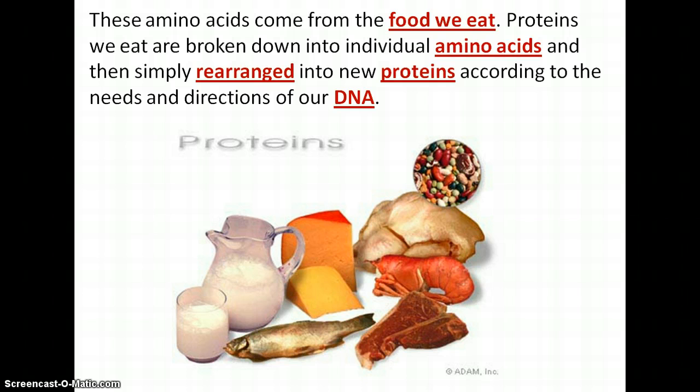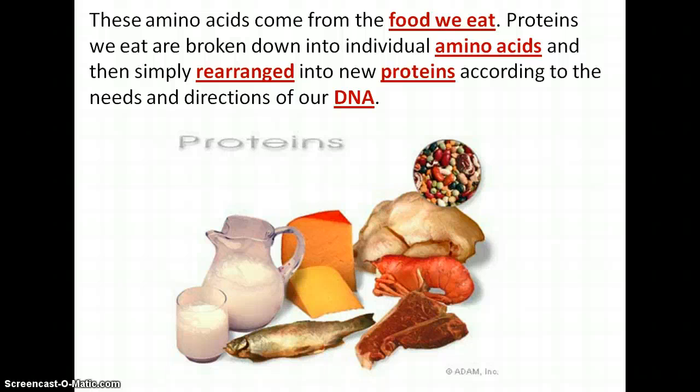Now, one of the biggest questions that I get asked is, where do these amino acids come from? Because there's just amino acids in the cytoplasm. And these amino acids come from the food that we eat. The food that we eat that contains protein, our body takes those proteins and breaks them down into individual amino acids, and then we rearrange them.